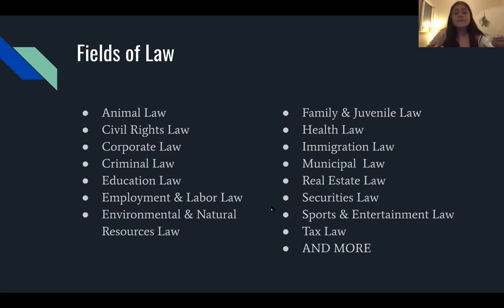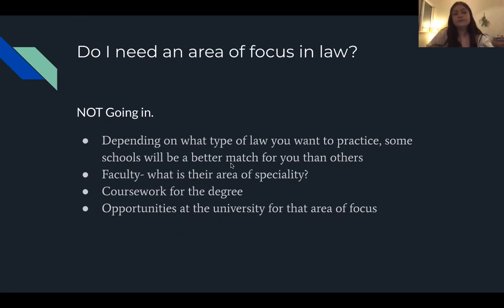So then you have fields of law. You have animal law, civil rights law, corporate, criminal, education, employment and labor, environmental and natural resources, family and juvenile, health, immigration, real estate, securities, sports, entertainment, tax, and there's so much more. My friend was going to sit with me yesterday. She told me to mention to you guys that there is also fashion law, by the way. But yeah, these are just a few.